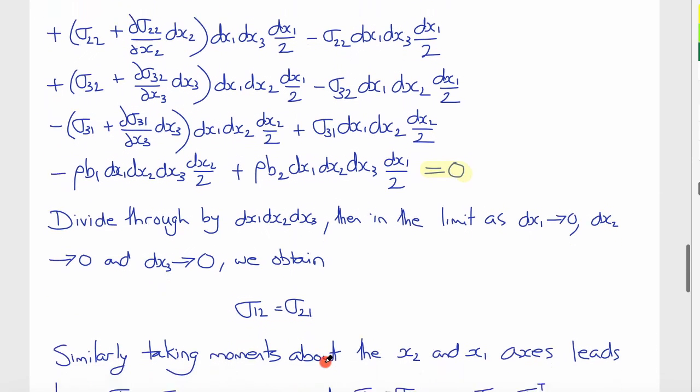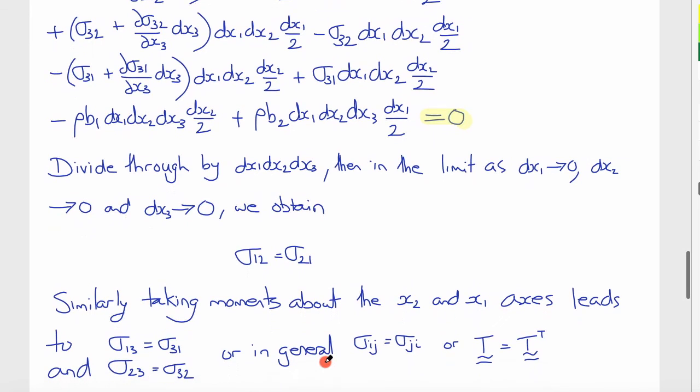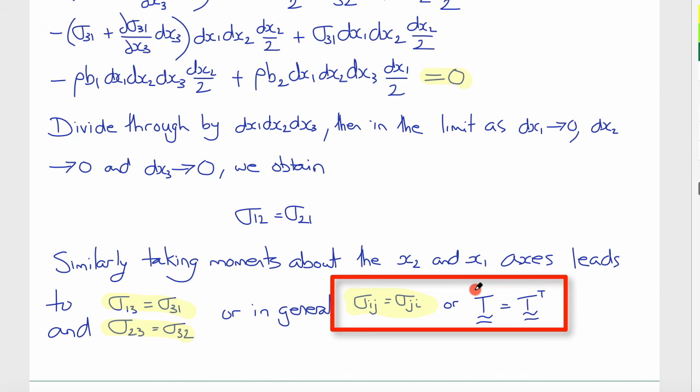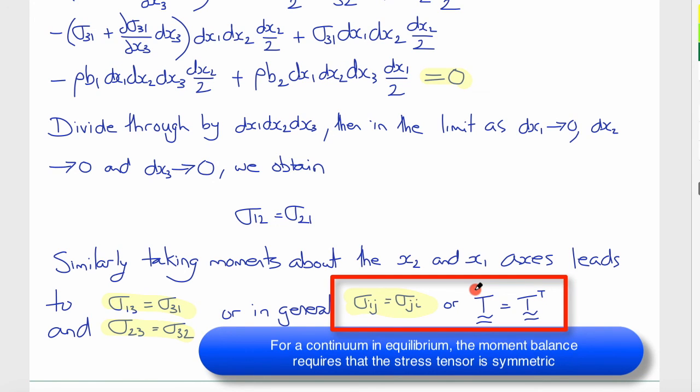And similarly, if we take moments about the x2 and x1 axes, these will lead to sigma 1,3 equals sigma 3,1, and sigma 2,3 equals sigma 3,2, or in general, sigma ij equals sigma ji. In other words, the stress tensor is symmetric for a material continuum in equilibrium. We'll later show that this is true even when the body isn't in equilibrium.